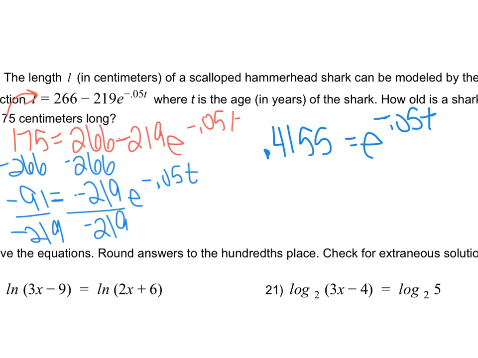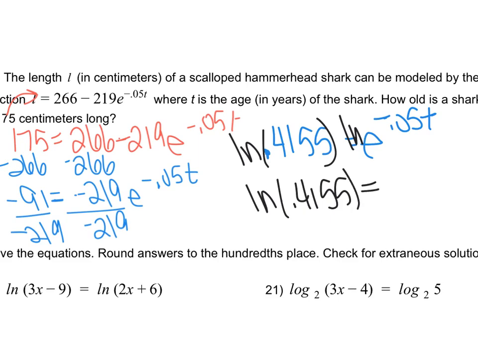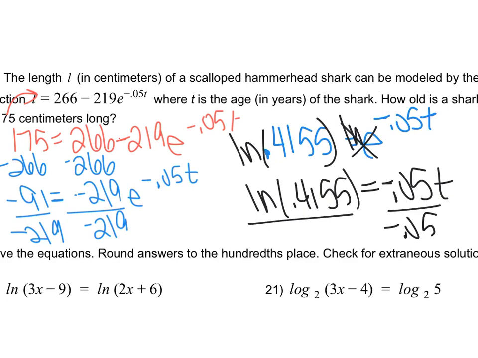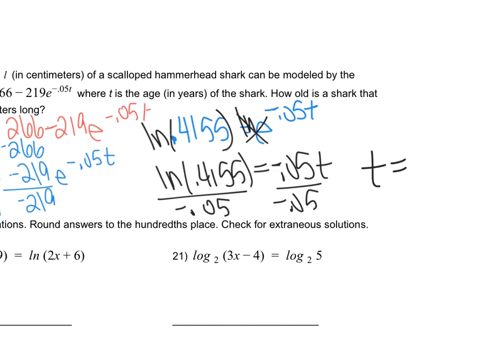And to get rid of that e, remember we use natural log, so I'm going to take the natural log of both sides. And when I do that, that gets rid of my e, so I'm going to have the natural log of 0.4155 equals negative 0.05t. When I put that into the calculator, I'm going to put in the natural log of 0.4155, make sure you close that parentheses, and then divide it by negative 0.05, and you should get approximately 17.5. So the shark is approximately 17.5 years old.